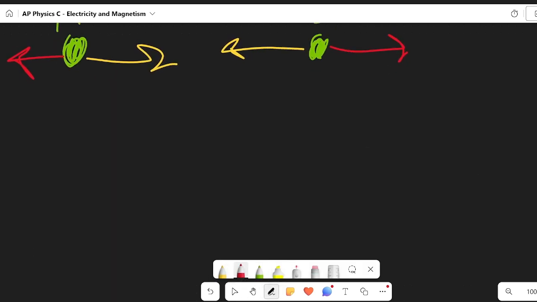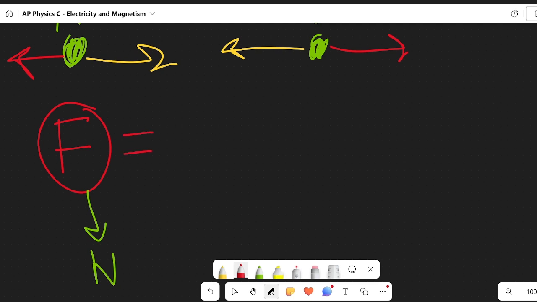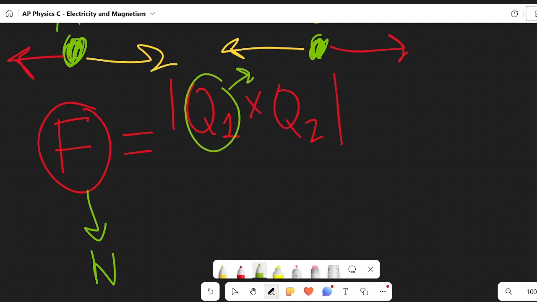So essentially the formula for Coulomb's law is that force, right? Force has units of newtons, right? Force equals Q1 times Q2, right? Both of these we know will have units of coulombs, right?